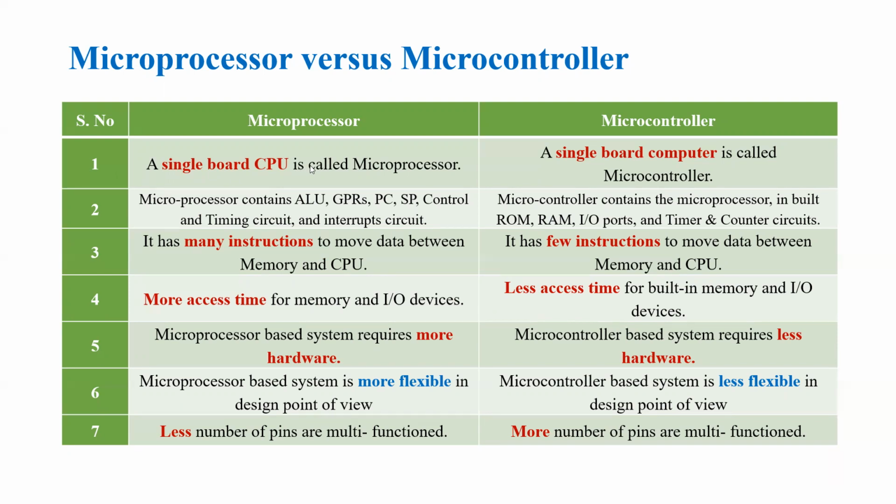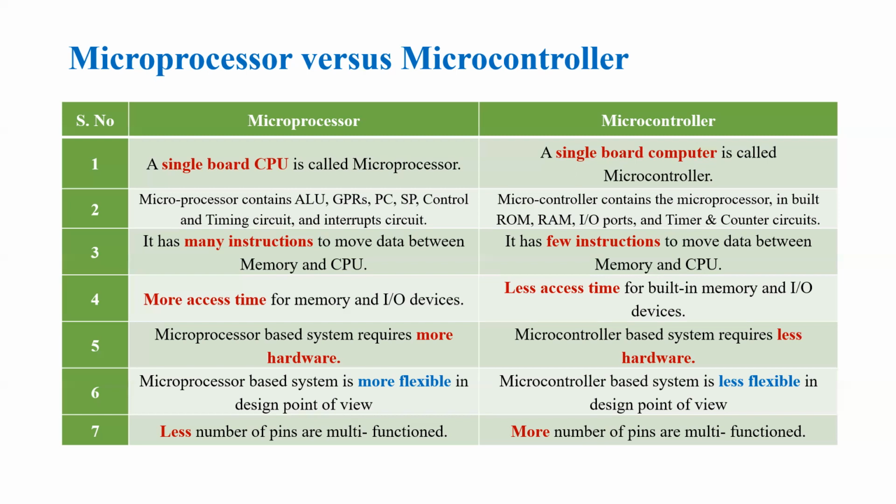Single board in the sense, what are the components that should be present in a CPU? ALU, CU, and a register array or a group of registers should be present on a single board, and that we call a microprocessor. Coming to the microcontroller, a single board computer is called a microcontroller. That means the components we identified in a computer, like the CPU, memory, and input and output ports, are all present on a single board.